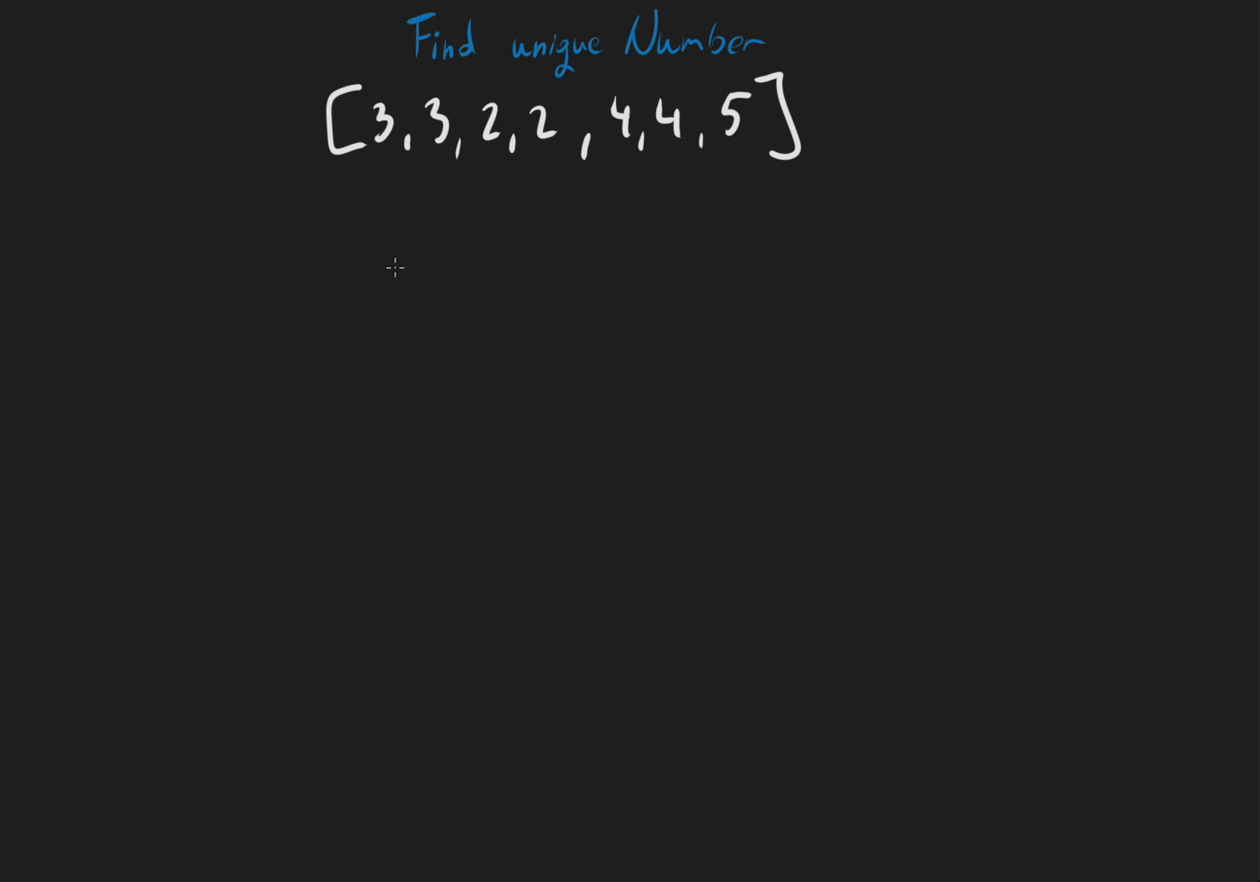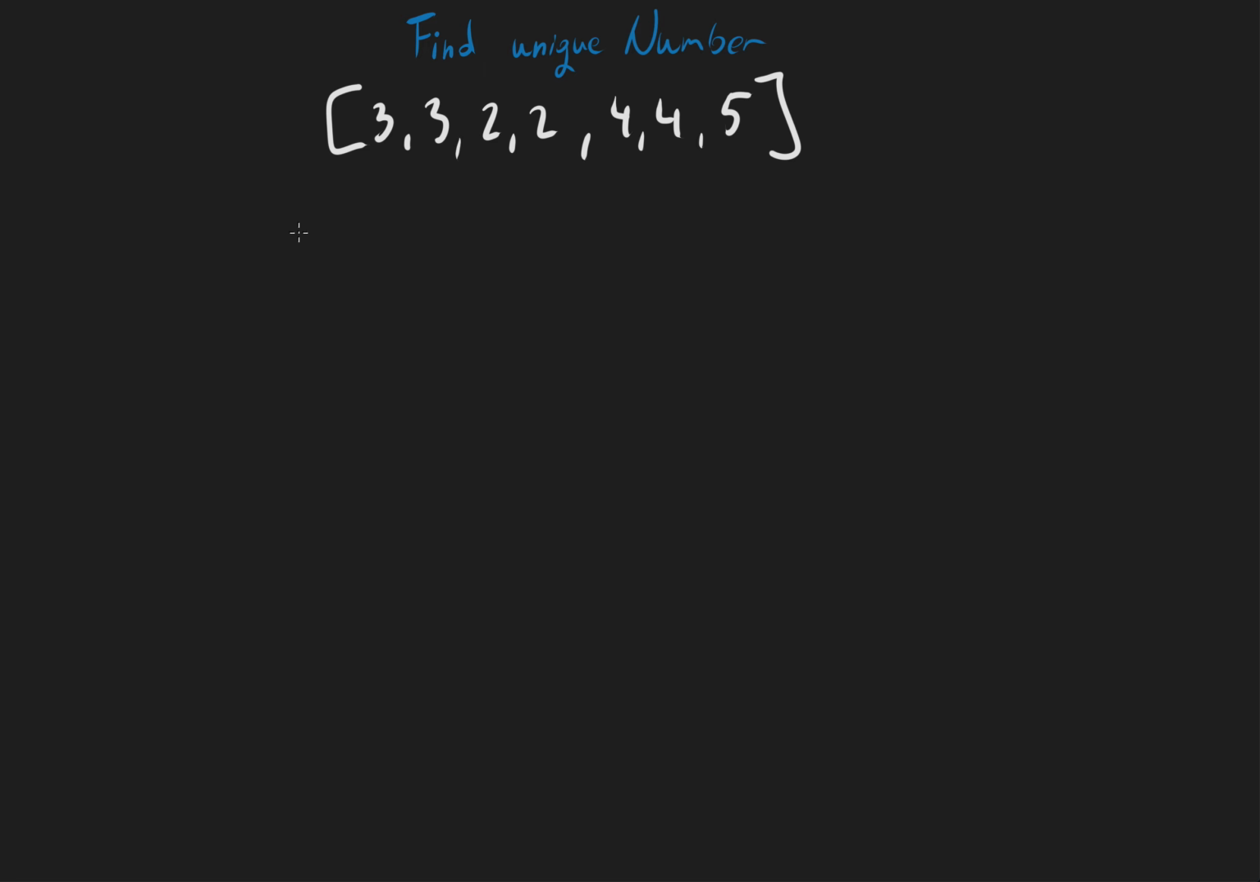In this video, we're going to do the find unique number coding challenge. What we're given is an array of numbers, and all the numbers are duplicated. We can see that number 3 is duplicated, 2 as well, but 5 is not duplicated. So we have one number that's not duplicated, the rest have duplicates. And what we need to return from this function is the only unique number, which in this case is 5.